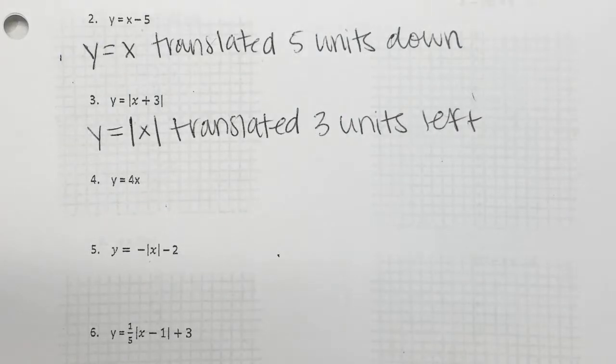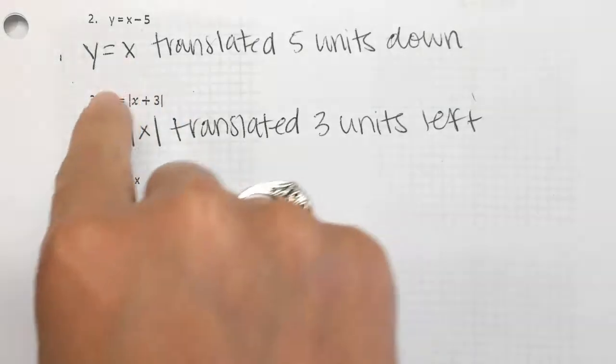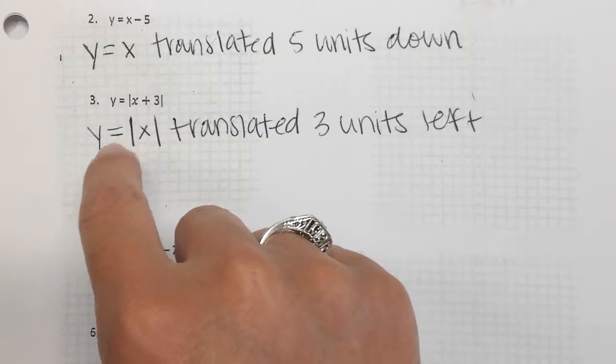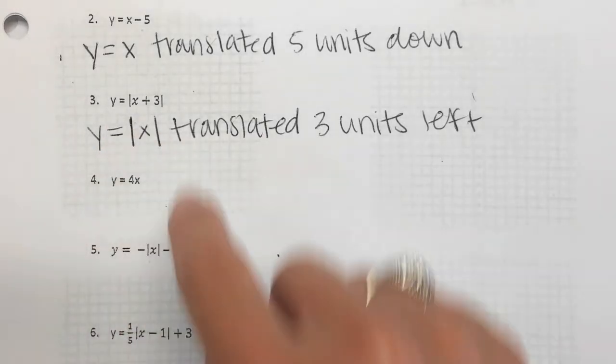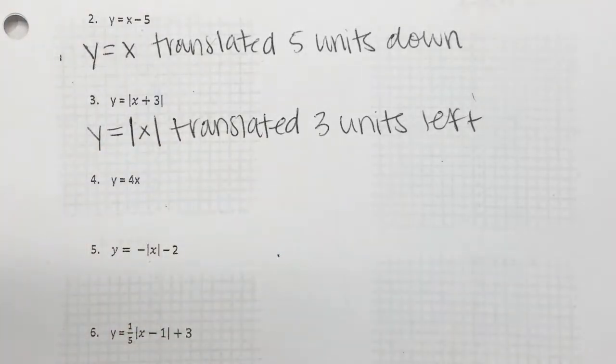And how did I know that I was moving left to right instead of up and down? Yes. Why would you put 3 with it if it was in the absolute value? This is the transform graph. The parent graph is the absolute value function, which is just y equals absolute value of x.